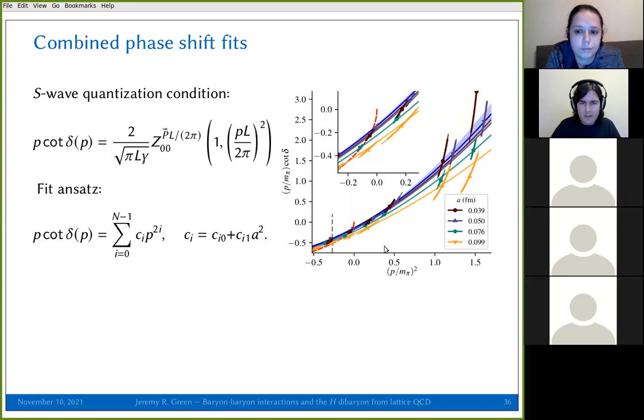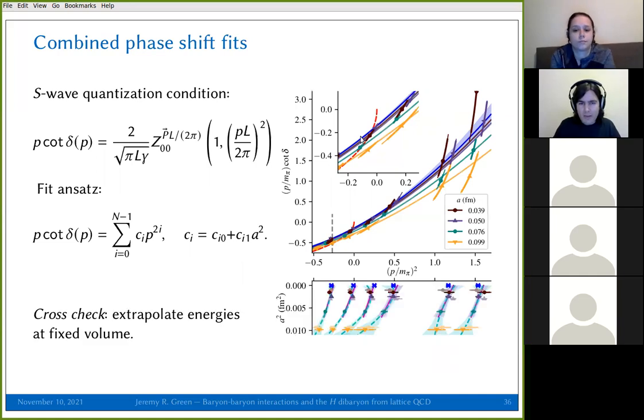And so here I'm showing again the same quantity, p cotangent delta versus p squared, that I showed for the previous calculation. And again, for these 4 ensembles, we have about the same box size. And you see this really moves up quite a bit. And in the inset, it's the intersections with this red dashed curve that give the bound state. And you can see that these intersections are moving quite a bit as you go from coarse to fine lattice spacing, and the blue is in the continuum.